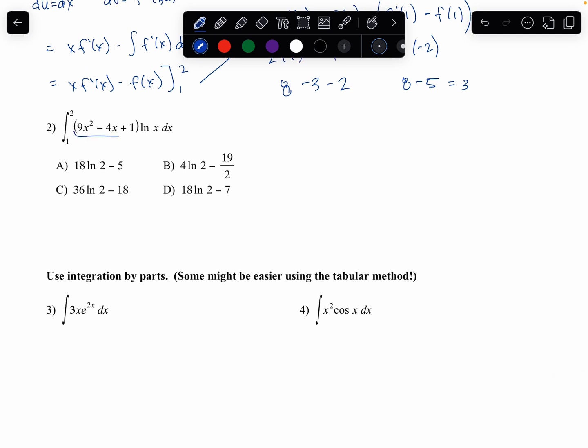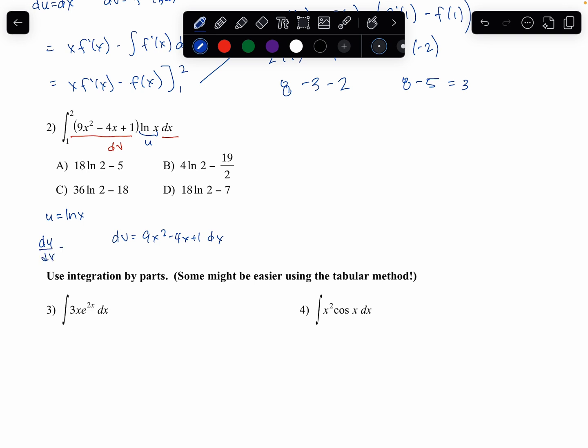Let's go ahead, and I see this natural log. Typically, if you see a natural log with an algebraic expression, you want the natural log to be u and the rest of it to be dv. So let's let u equal the natural log of x. The reason is that the natural log of x doesn't have the best antiderivative, so you usually like to take the derivative of that. And so dv will be 9x squared minus 4x plus 1 dx.